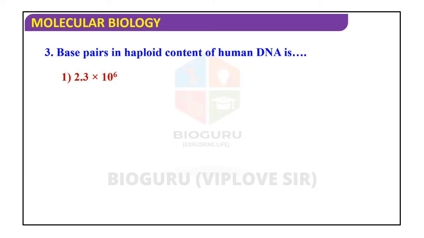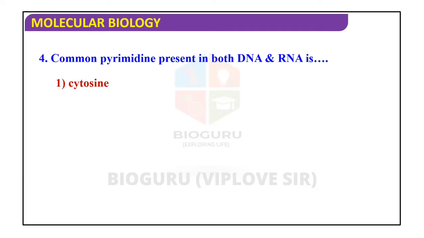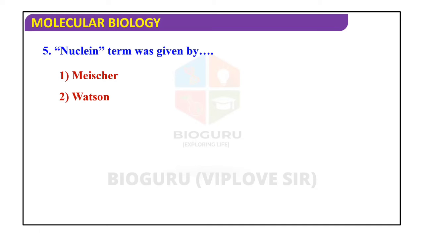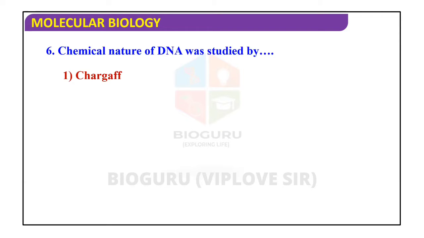Base pairs in haploid content of human DNA is 2.3 into 10 power 6, 1.3 into 10 power 6, 3.3 into 10 power 9 and 4.3 into 10 power 9. Yes, it is 3.3 into 10 power 9. That's good. Common pyrimidine present in both DNA and RNA is cytosine, guanine, adenine or thymine. Yes, it is cytosine. Nuclein term was given by Mischer, Watson, Crick or Seck. Yeah, it is Mischer.